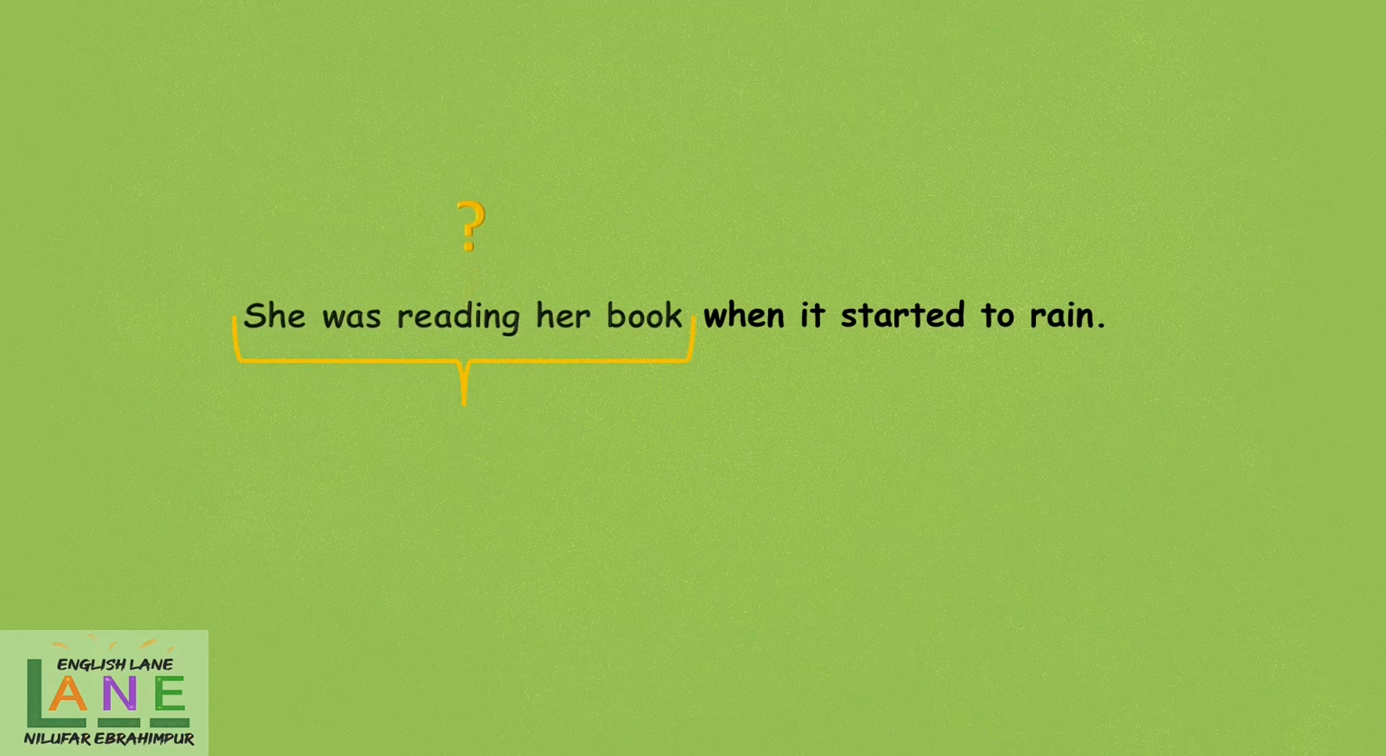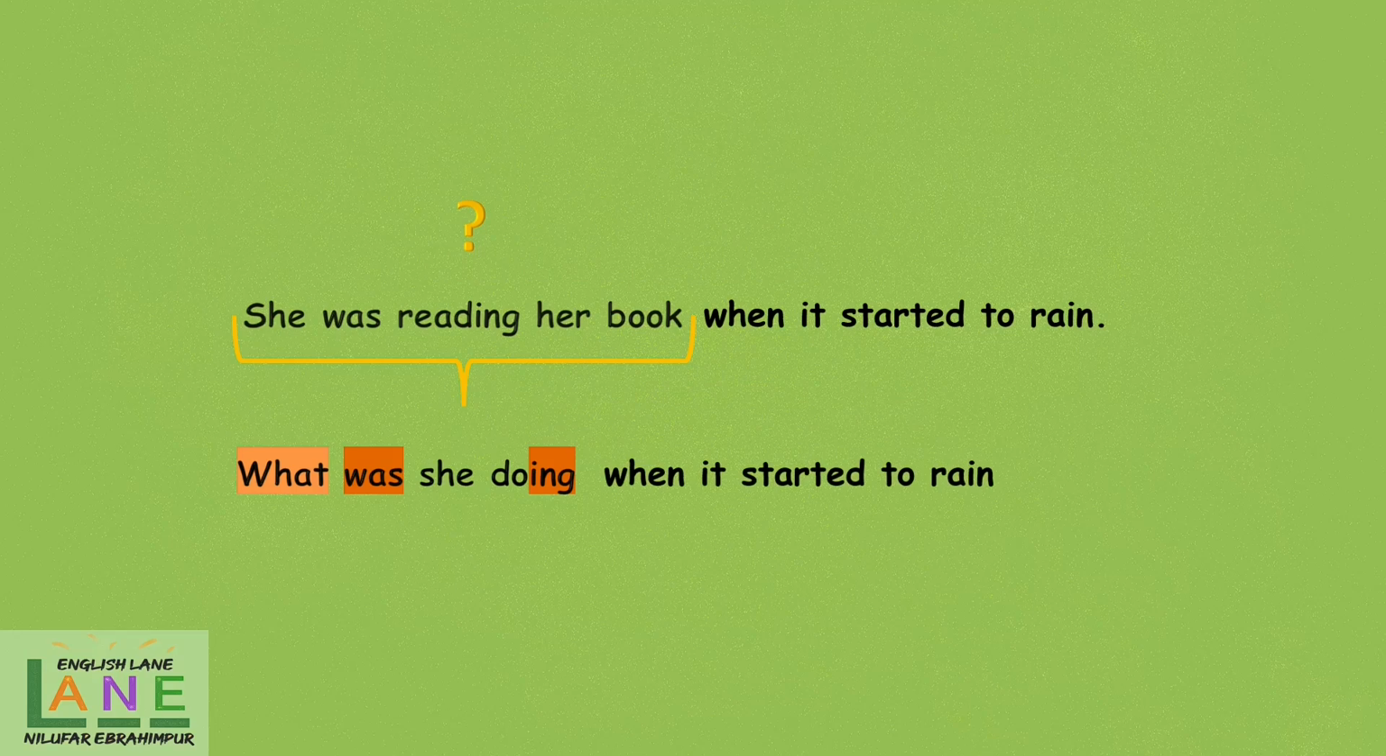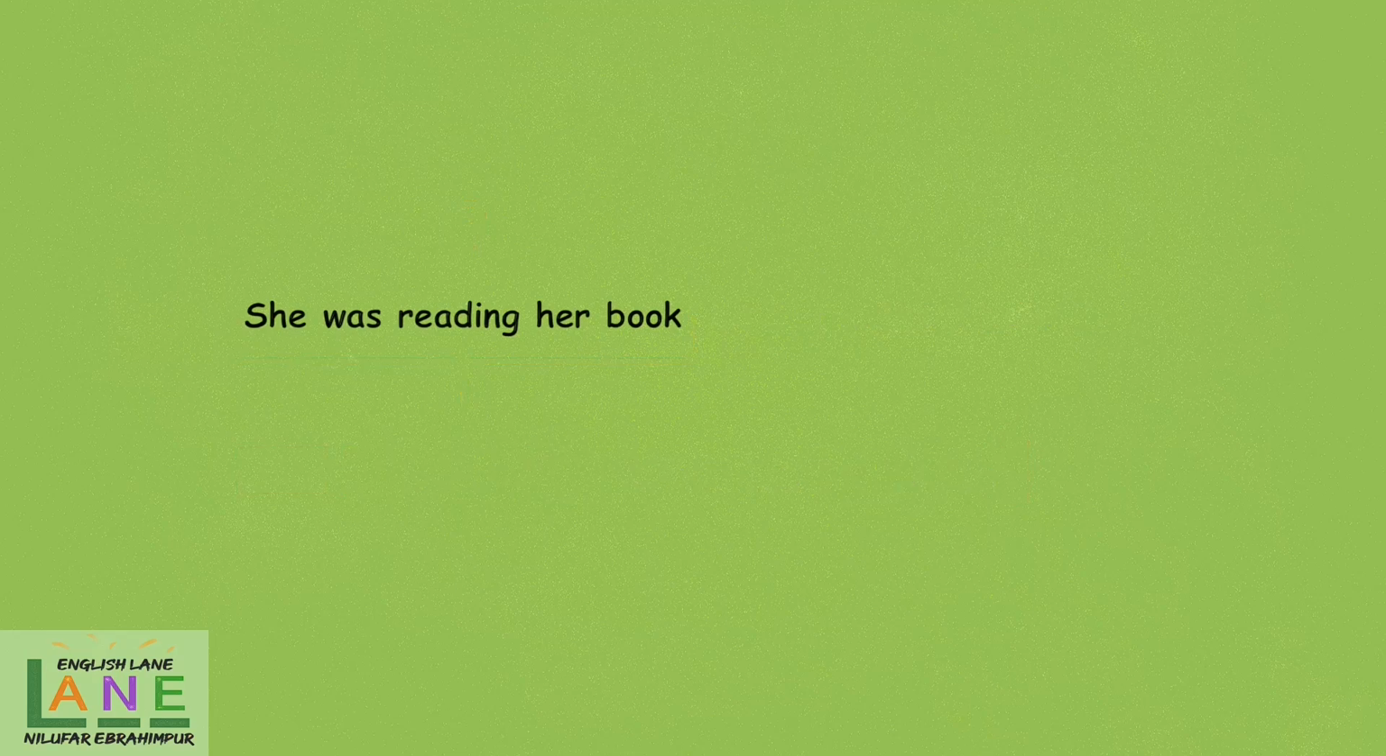We, for example, don't know what she was doing when it started to rain. We want to ask a question about her action at that time. We can say, what was she doing when it started to rain? She was reading her book when it started to rain.